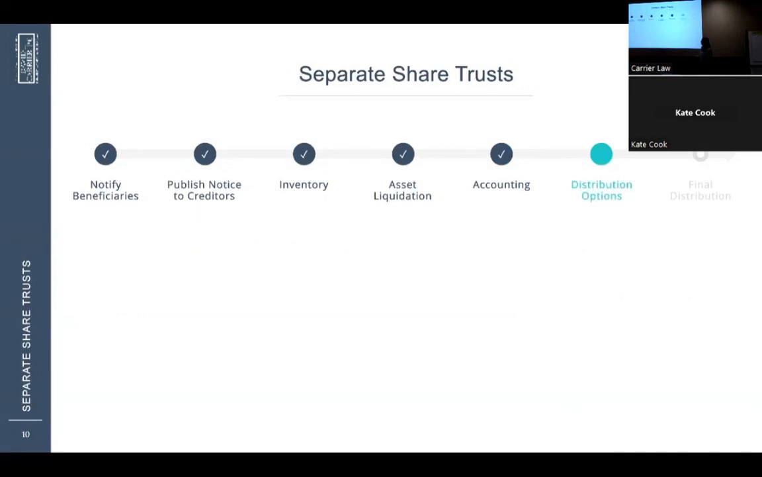Once the accounting has been finalized, the trustee can move forward with making distributions to the beneficiaries. So the trust itself runs under a separate tax ID number. So this no longer runs under the Social Security number for the grantor.